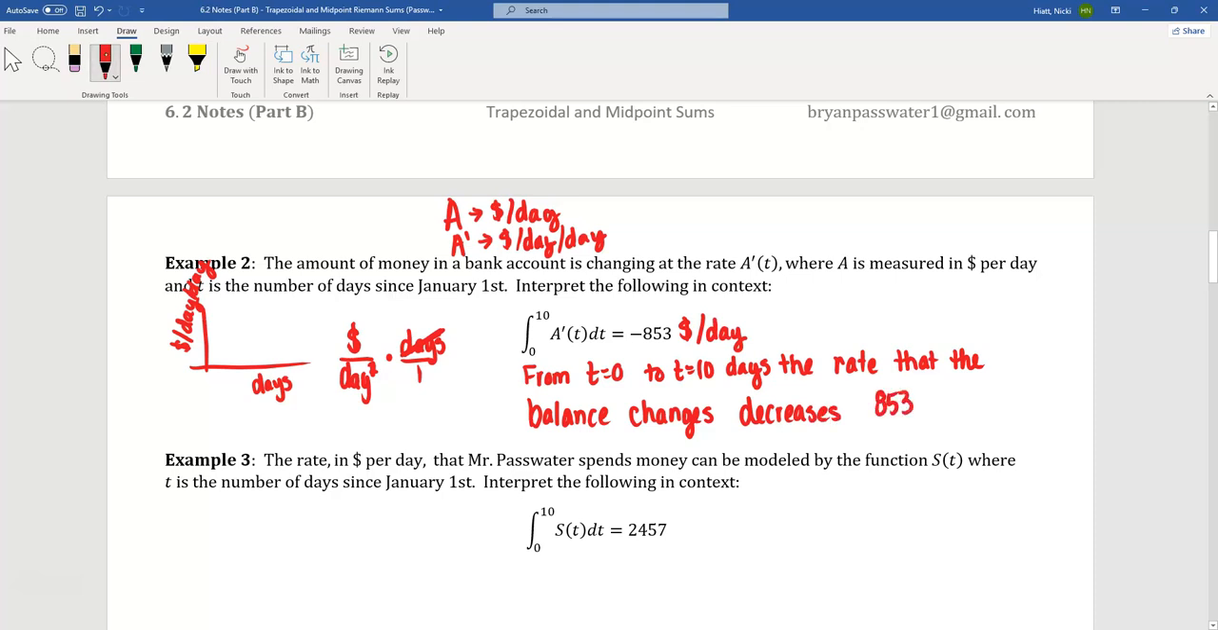$853 dollars per day. I use decreases since I'm getting a negative answer here, and then I did not put the negative with the 853. If he really meant to put a prime right there, then we would just be talking about the total amount change of the account, which would be much easier to think about. He may have meant to put that there, I'm not sure.